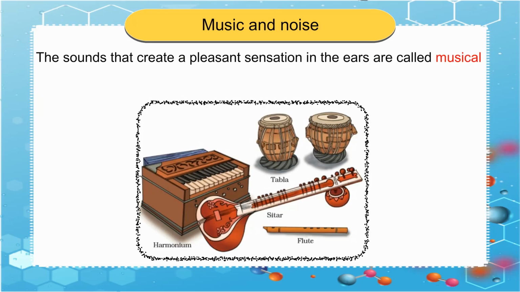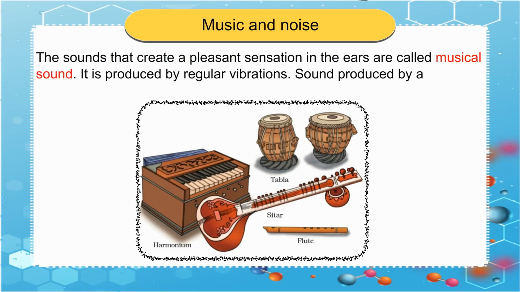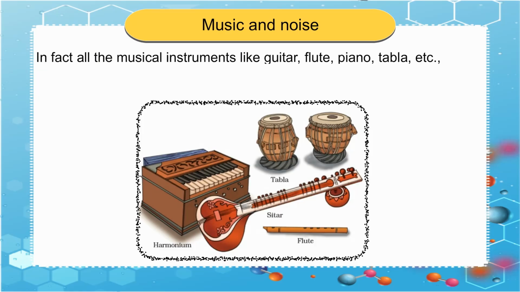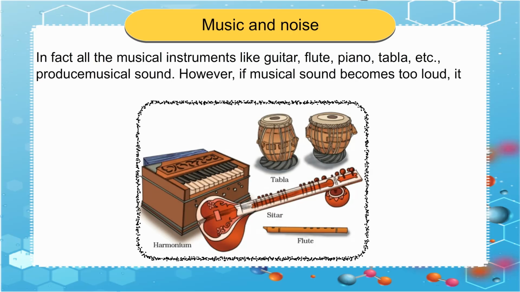The sounds that create a pleasant sensation in the ears are called musical sound. It is produced by regular vibrations. Sound produced by a harmonium and sitar is musical sound. In fact, all the musical instruments like guitar, flute, piano, tabla, etc., produce musical sound. However, if musical sound becomes too loud, it would become noise.